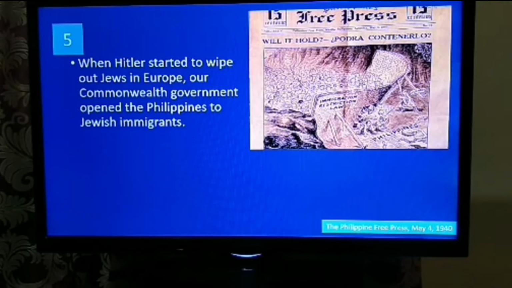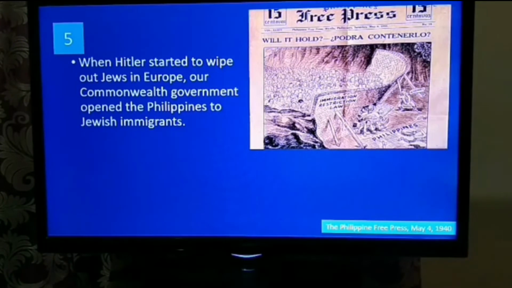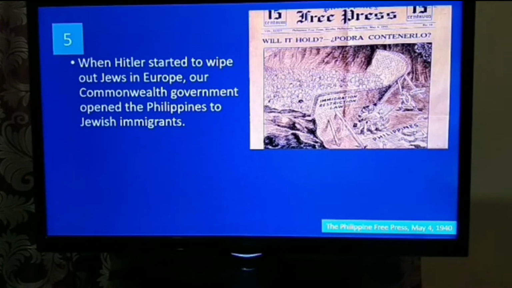And at that time, our Commonwealth government, led by Manuel Quezon, opened the Philippines to Jewish immigrants. So Quezon said to the Jews, you are welcome to go to the Philippines. You want to escape Hitler? We will offer you a refuge here in the Philippines. Come on over here. And if you watch the movie Quezon's Game, I recommend that you watch it. You will see the full story there.